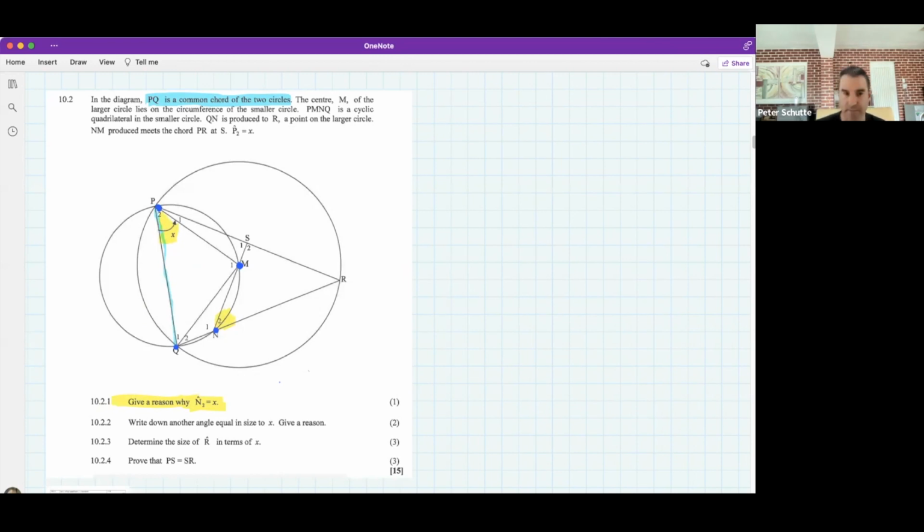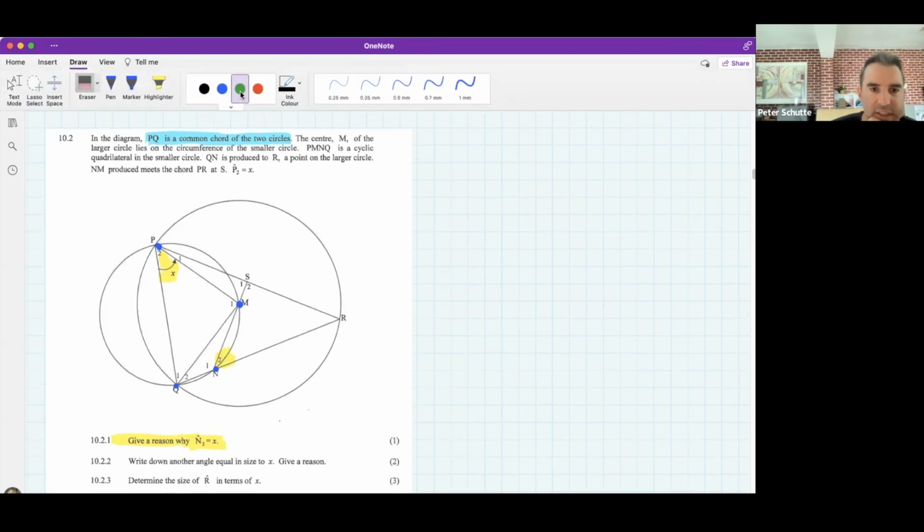PQ is not a diameter. It doesn't go through the center of the circle. It's a common chord to both of these things, but it's not actually a diameter. Aha, Loretta and Shoshana, I think you're onto something. I think that you've spotted the smaller circle, the blue dots, the cyclic quad. So here's my exterior angle. And here, and it's a little bit hidden, but can you see it's a cyclic quad on the smaller circle?